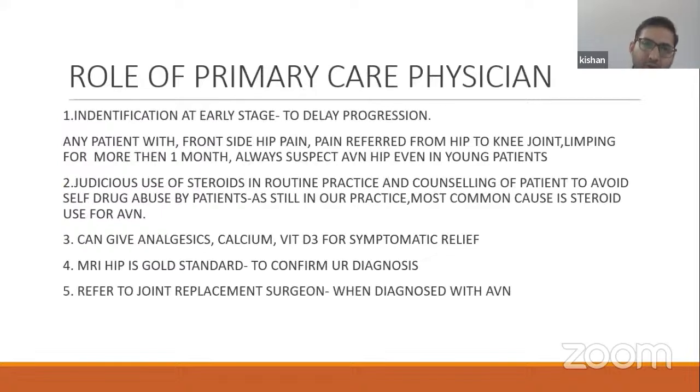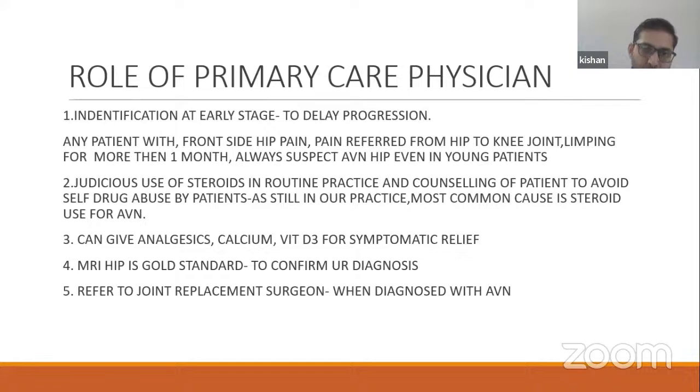So what can be the role of the primary care physician? Identification at early stages to delay the progression. We cannot reverse the process, but at least we can delay the progression in young age patients specifically. So any patient with front side hip pain, pain referred from the hip to the knee joint, or limping for more than 1 month, always suspect AVN hip, even in the younger patient.